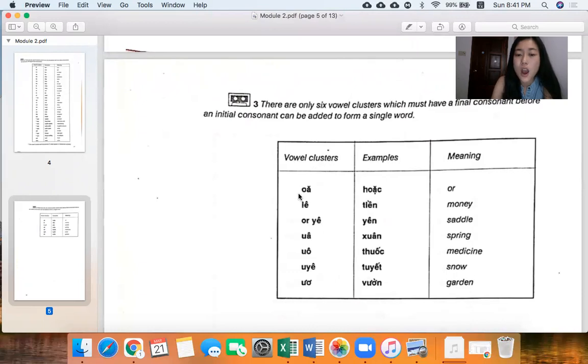Vowel clusters. O, á, o, á, examples, hoặc, hoặc, ie, ie, tiền, tiền, ie, ie, yên, yên, u, ớ, xuân, xuân, u, ô, thuốc, thuốc, u, y, ê, u, y, ê, tuyết, tuyết, ư, ơ, vườn, vườn.